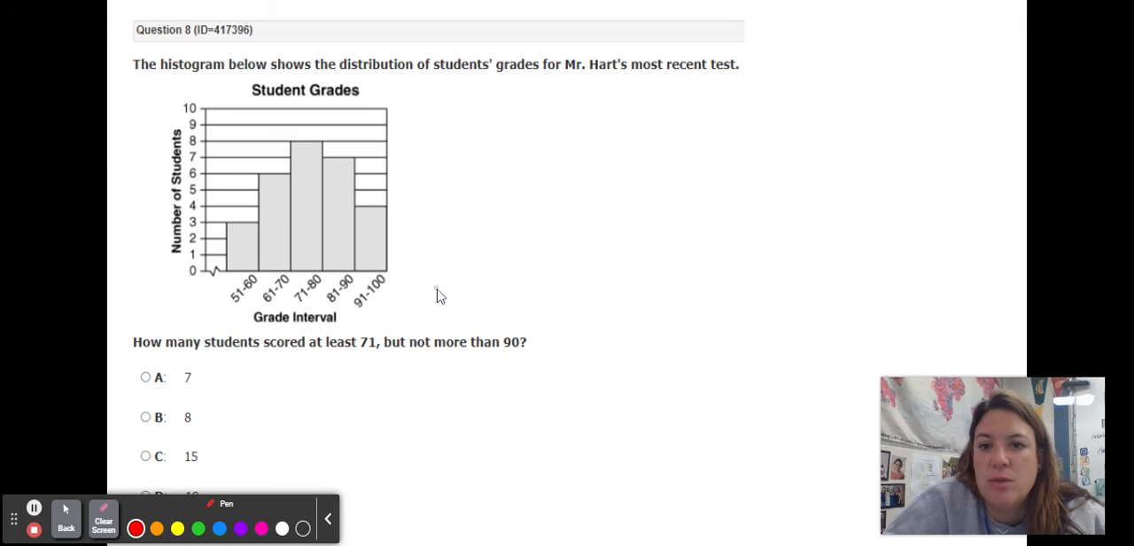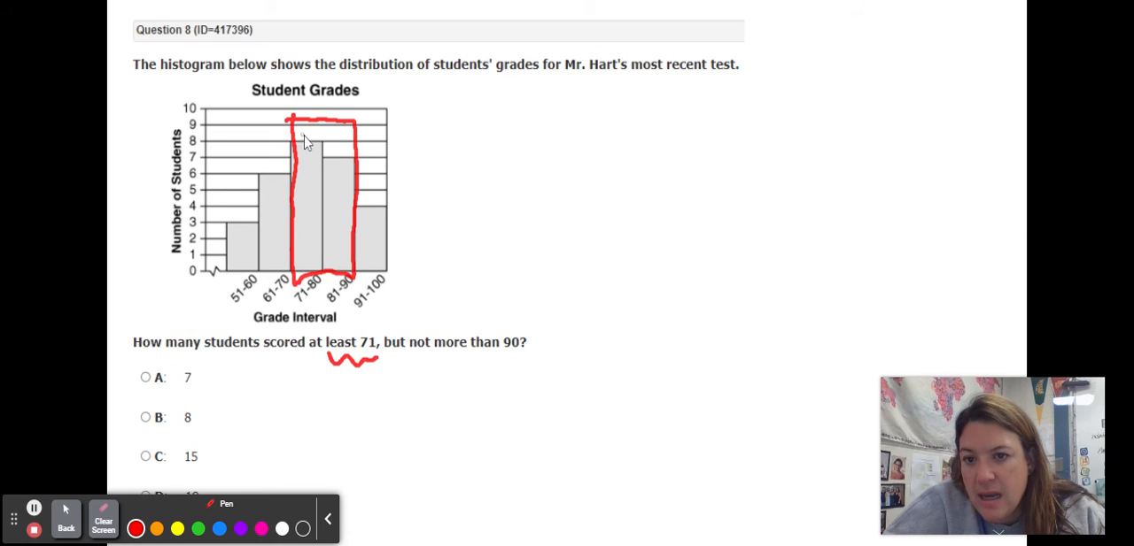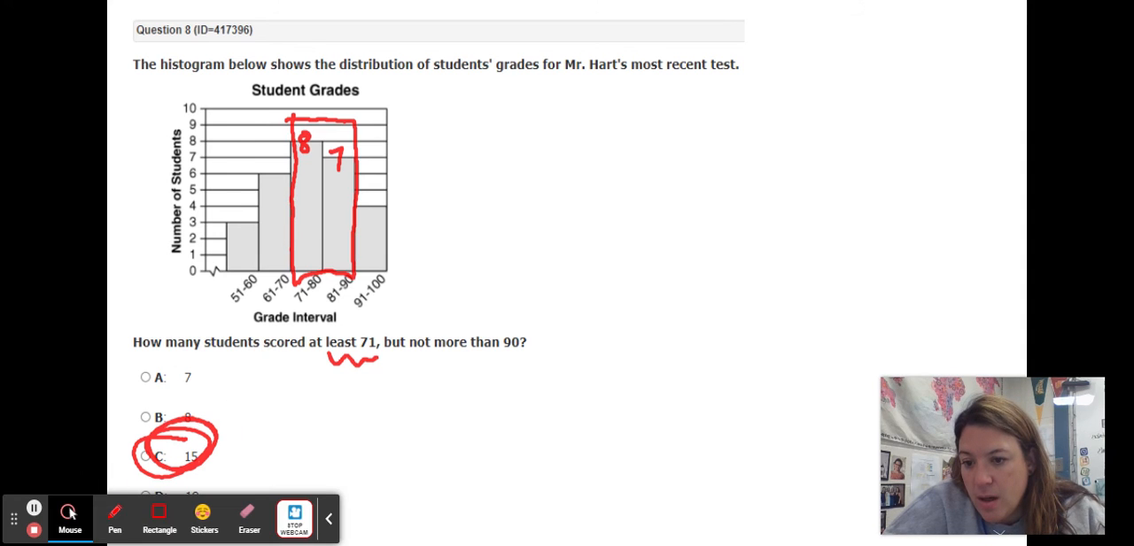All right, this histogram shows the distribution of students' grades for Mr. Hart's most recent test. How many students scored at least a 71, but not more than 90? So 71 at least means a 71 or higher, but not more than 90, so it stops at 90. So you're basically adding up these 8 scores and these 7 scores to get 15. All right.